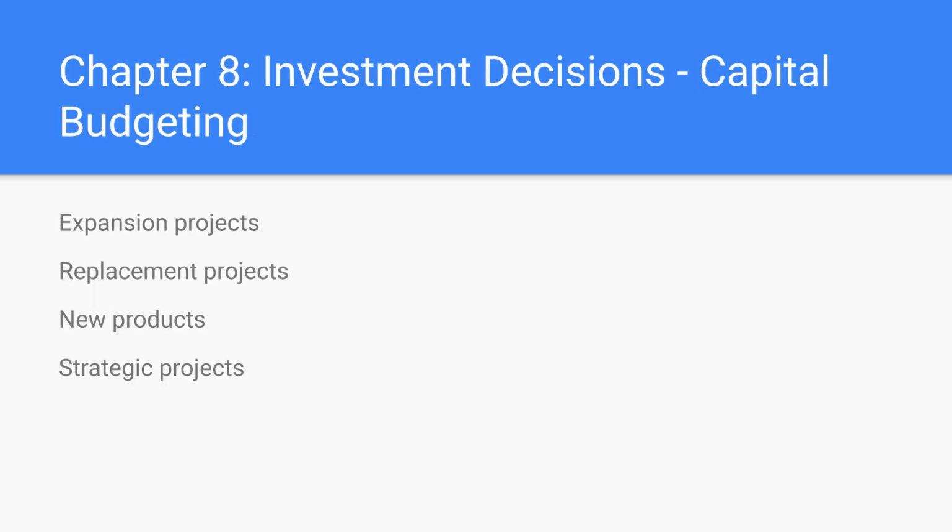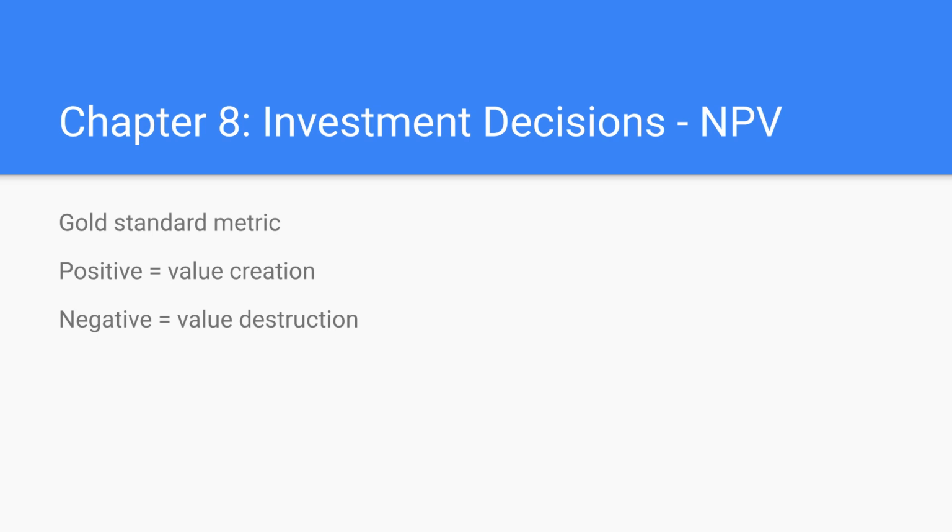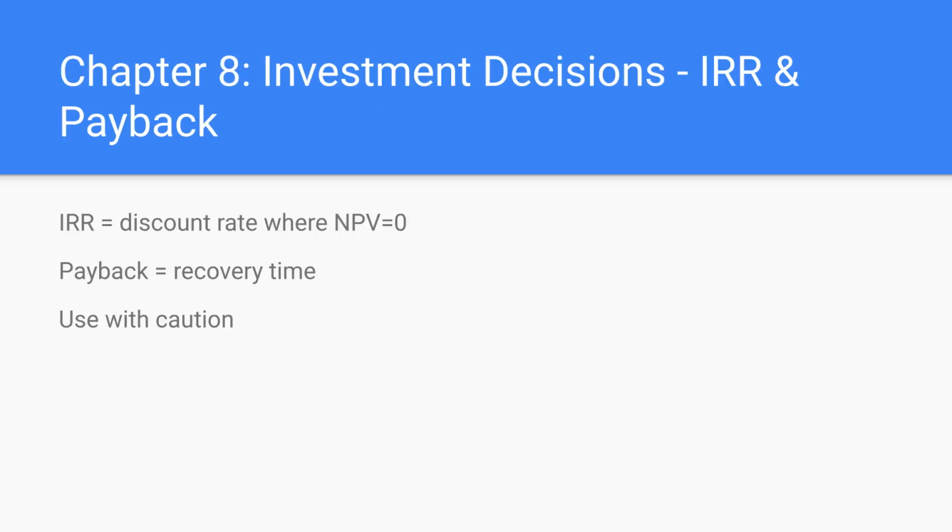Chapter 8 addresses investment decisions and capital budgeting, which includes evaluating expansion, replacement, new products, and strategic projects. Net present value, or NPV, is the gold standard metric. A positive NPV indicates value creation, while a negative one signals value destruction. Other metrics include the internal rate of return, IRR, where NPV equals 0, and payback, the recovery time. These should be used with caution.